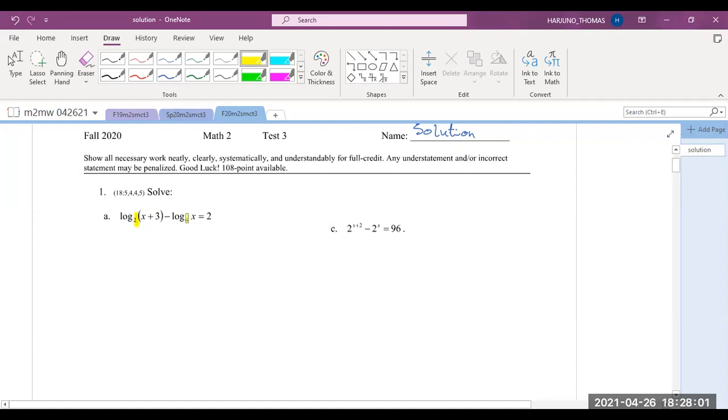Notice that the bases are different. So yes, this is new, but not really, really new though. All you need to think about is, okay, you have log base 2, log base 4. What is the common base? Base 2, right? So you change this into base 2: log base 2 of x plus 3, that stays the same, minus log base 2 of x over log base 2 of 4. Now log base 2 of 4 is 2.